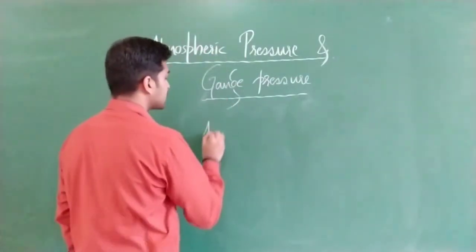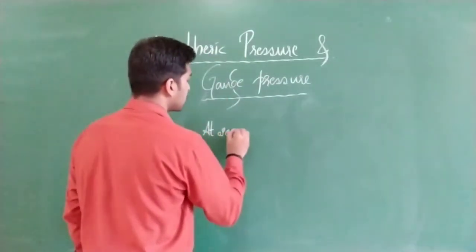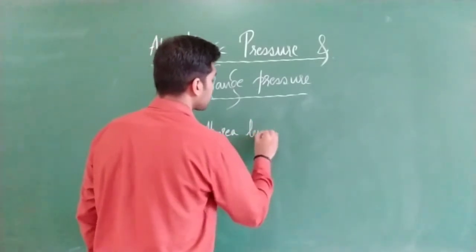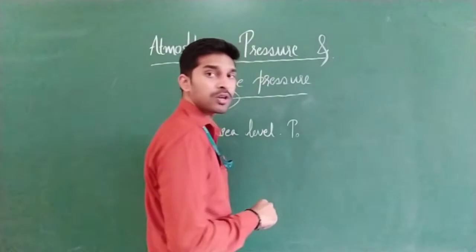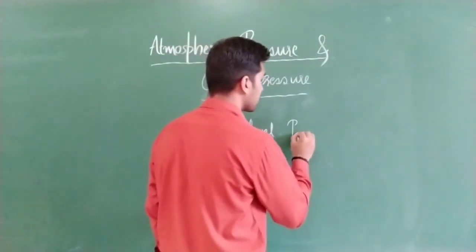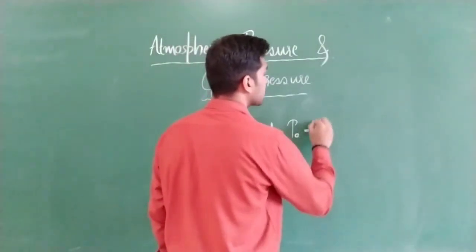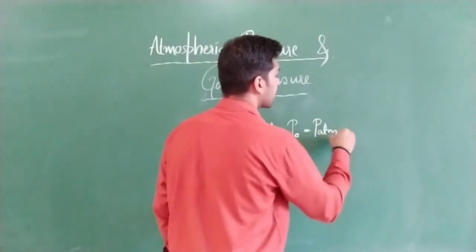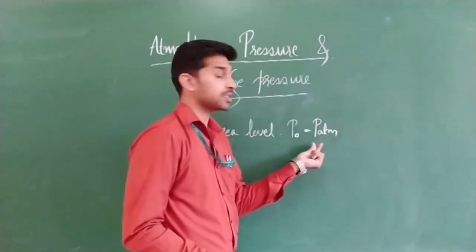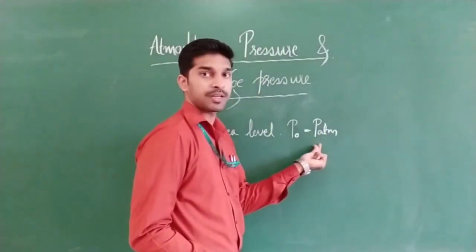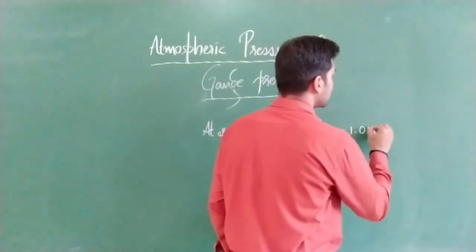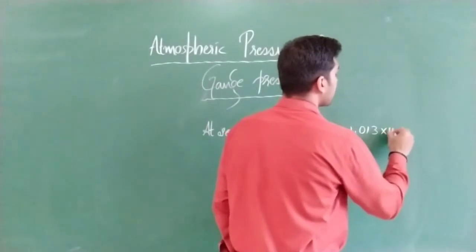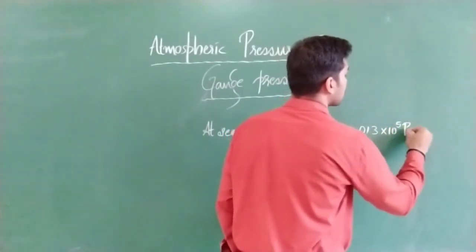Atmospheric pressure at sea level, this atmospheric pressure, sometimes can be written as P0 in some books. Clear? P0 here. Okay, next, in some books we will be writing P atm. ATM means atmosphere, pressure due to the atmosphere, atmospheric pressure. Clear? This value turned out to be 1.013 times 10 to the power 5 Pascal.